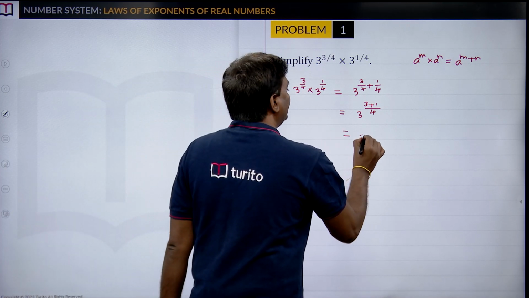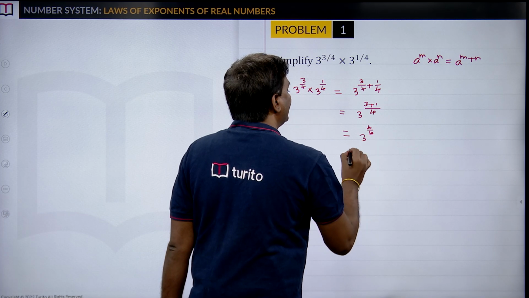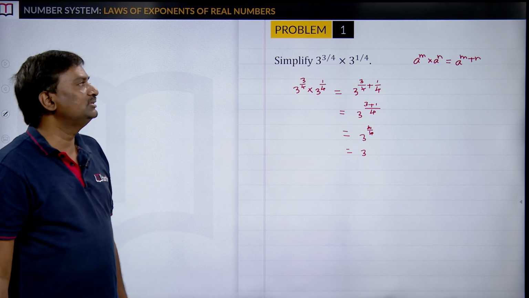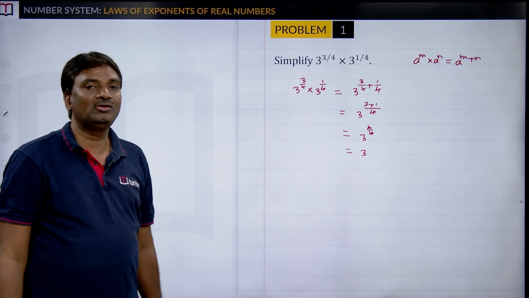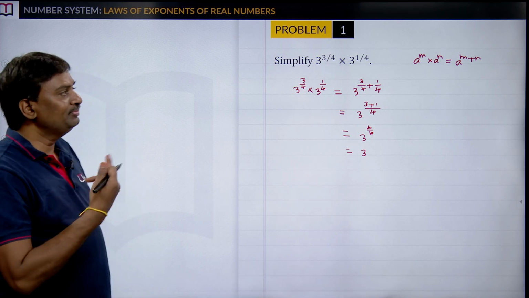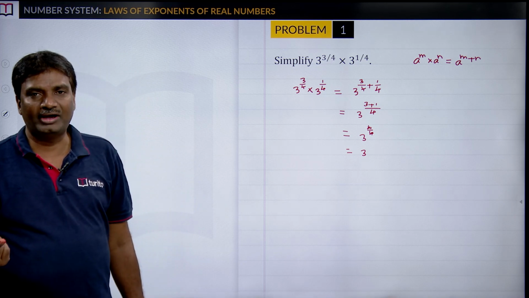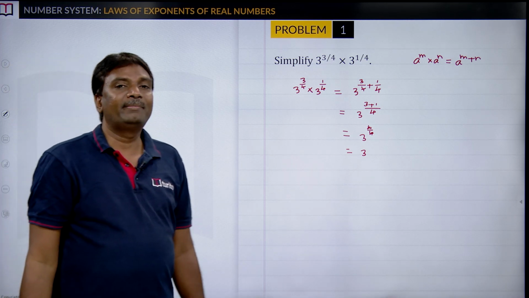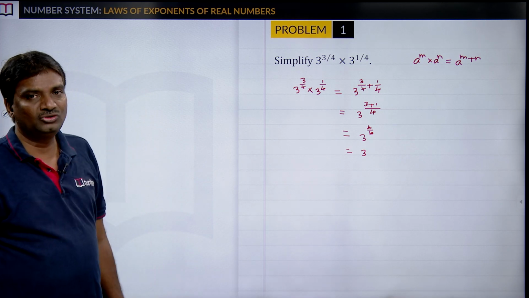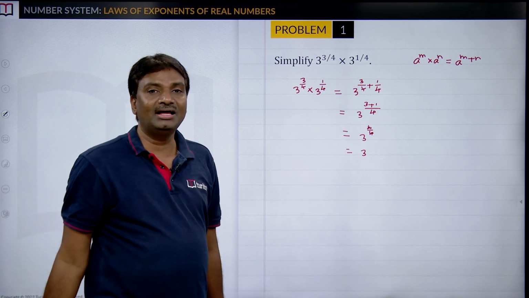From this you will get 3 power (3 plus 1) by 4, that is 3 power 4 by 4, the 4s get cancelled, and it equals 3. So by simplifying 3 power 3 by 4 into 3 power 1 by 4, we got 3. By observing the given problem, this is in the form of a power m into a power n, so you have to apply the formula a power m into a power n equals a power m plus n. When the bases are the same, you have to add the powers.